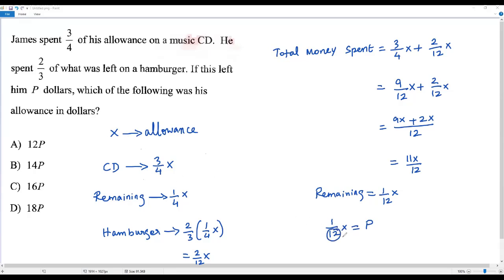Okay, now our aim is to solve for X that represents allowance. So for that, we have to get rid of this denominator 12. For that, I have to multiply both sides of this equation by 12. So this 12 will cancel out. 1 times X is just X. So P times 12 can be written as 12P. So his allowance was $12P. So we find 12P in option A. The correct answer choice for this question is 12P.